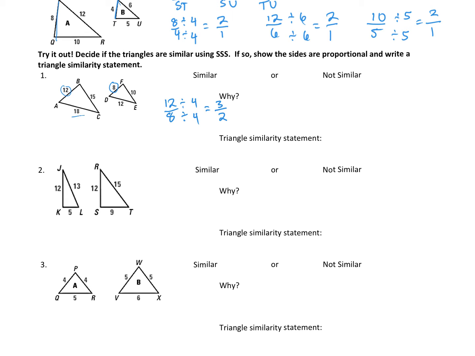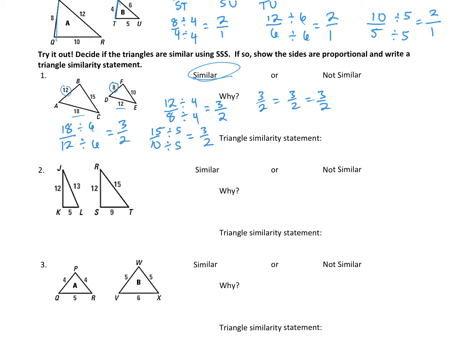Let's do 18 and 12. So 18 over 12, divide both by, say, 6. This is 3 over 2. Let's do the last one, 15 and 10. So 15 and 10 divide by 5. This gives me 3 and 2. They are similar because all the sides are proportional. So we just proved that 3 over 2 is equal to 3 over 2, which is equal to 3 over 2.